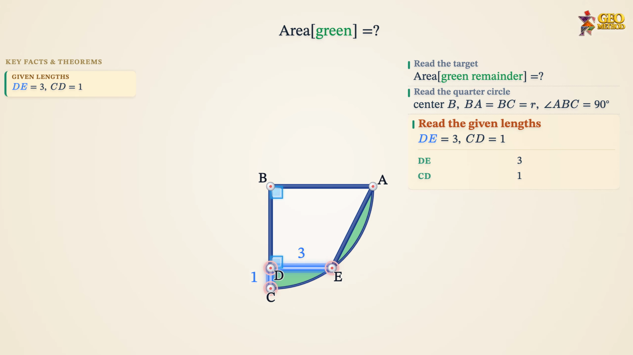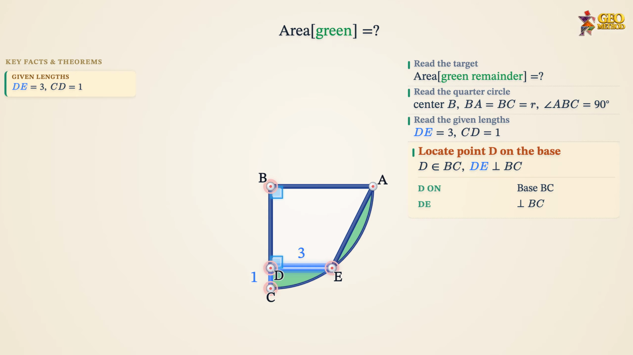Only two lengths are handed to us. The horizontal segment D across to E is 3, and the short gap along the base from D down to the rim point C is 1. Everything else, including the radius, we will have to earn from these two numbers.